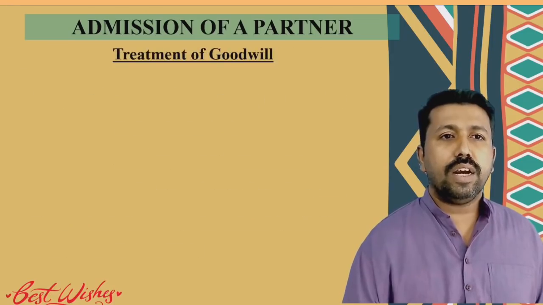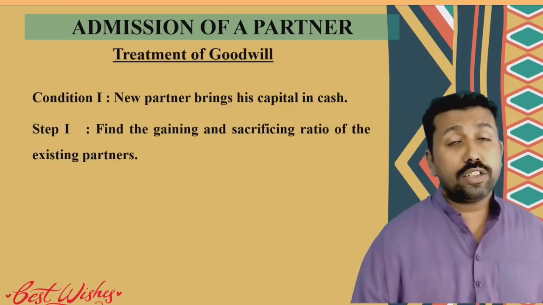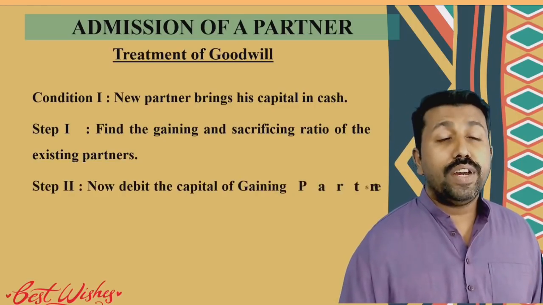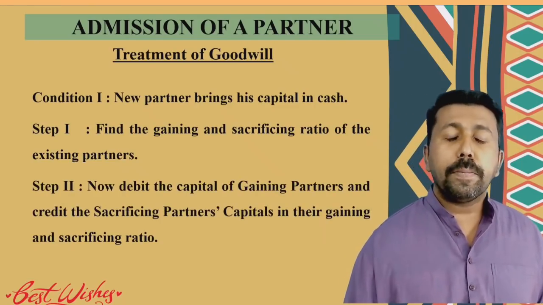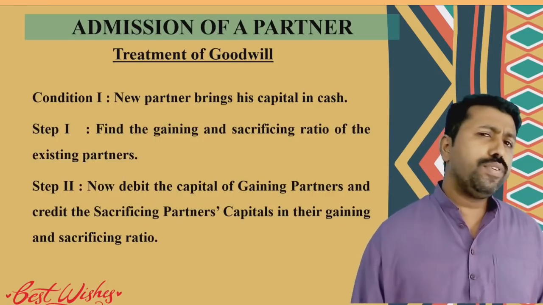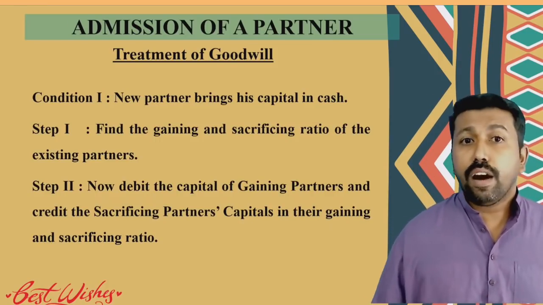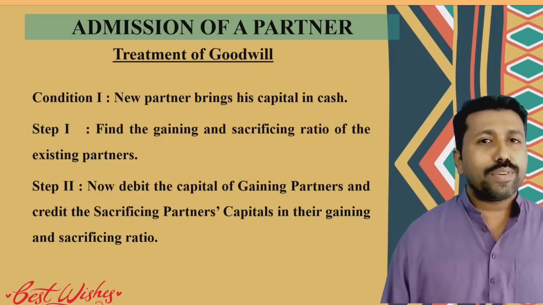And you have to keep in mind a very important area, goodwill. Goodwill calculation methods you know very well. Very important methods are there. Average profit method, where we will calculate the average of past few years, and goodwill is equal to average profit into number of years of purchase.